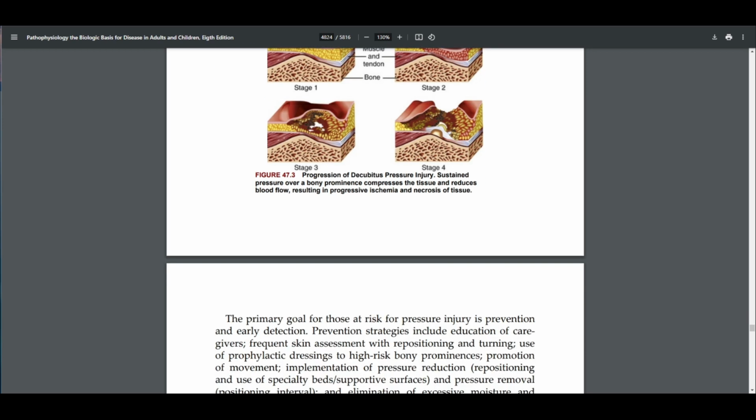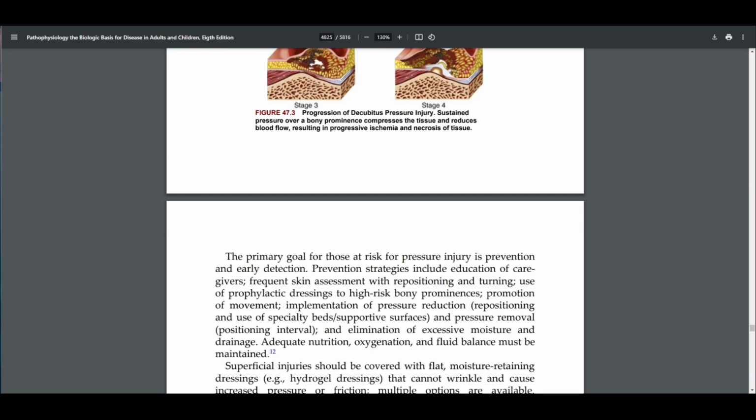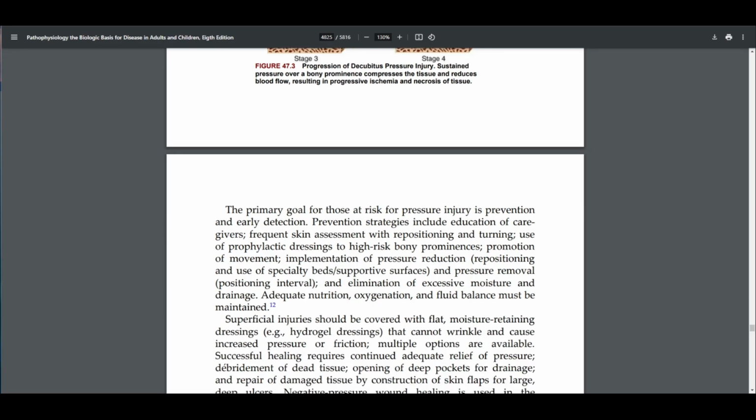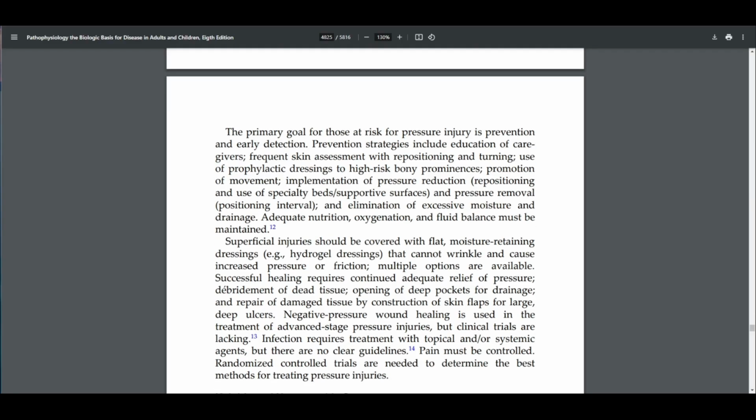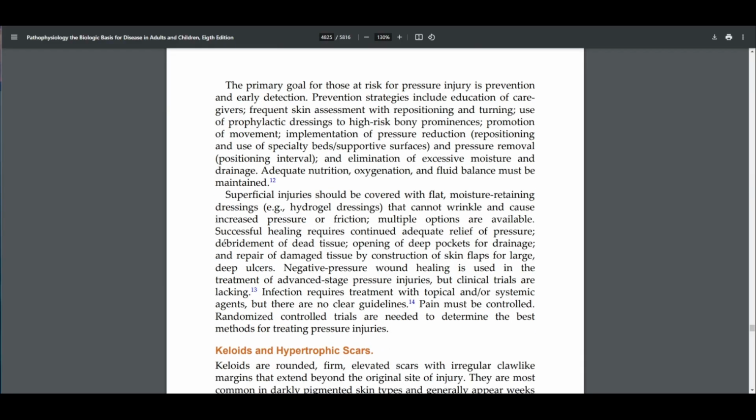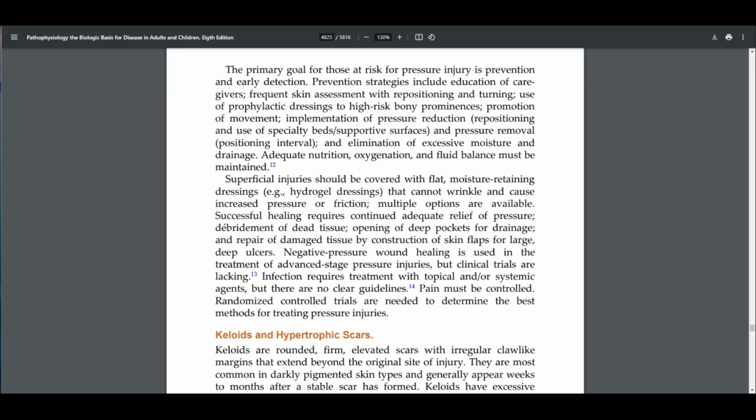So here you're looking at different stages of a skin ulcer. The primary goal for those at risk for pressure injury is prevention and early detection. Prevention strategies include education of caregivers, frequent skin assessment with repositioning and turning, use of prophylactic dressings on high-risk bony prominences, promotion of movement, implementation of pressure reduction and pressure removal, and elimination of excessive moisture and drainage. Adequate nutrition, oxygenation, and fluid balance must be maintained.